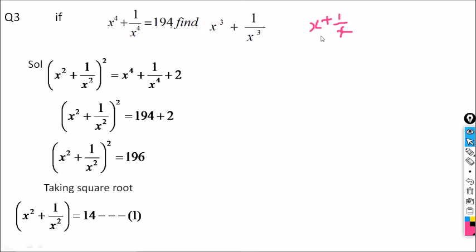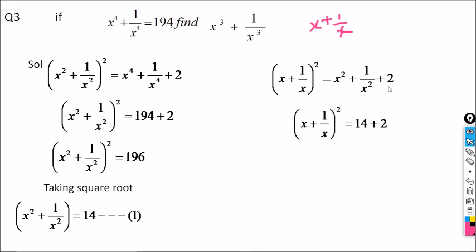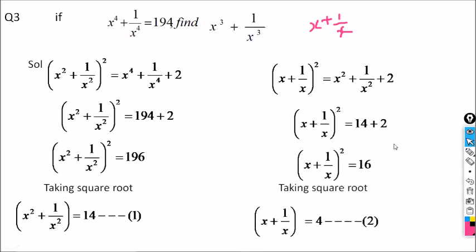Now just to find x + 1/x, we'll start the question from x + 1/x. Now (x + 1/x) whole square, we get x² + 1/x² + 2. Substituting the value of x² + 1/x² as 14, we get 16, and by taking the square root, we'll get 4.